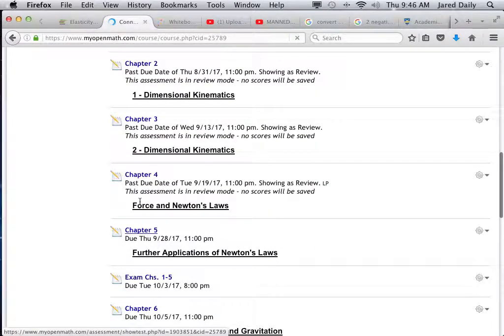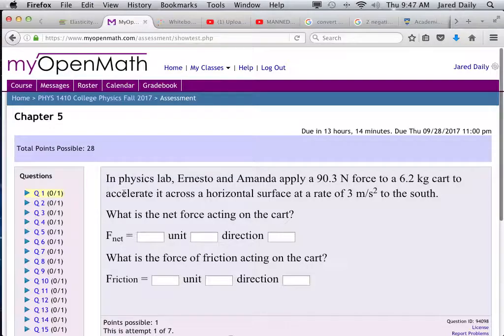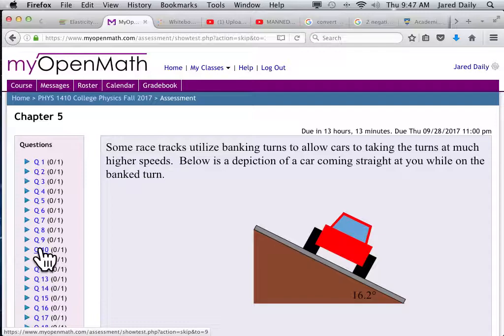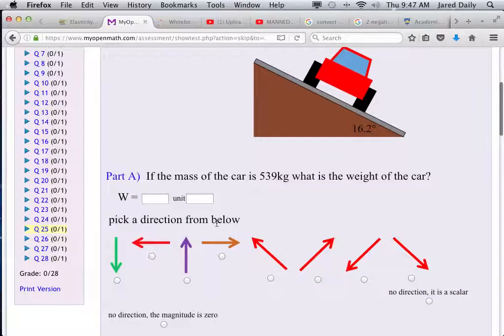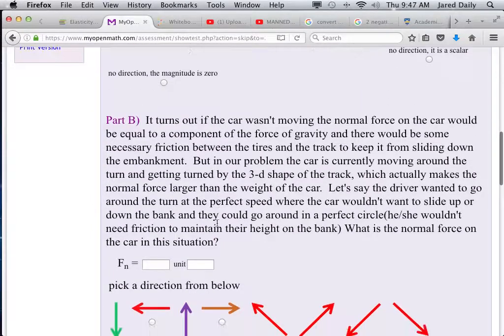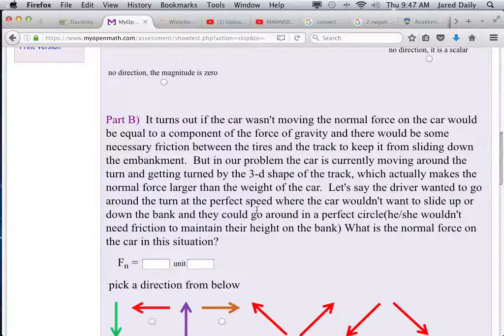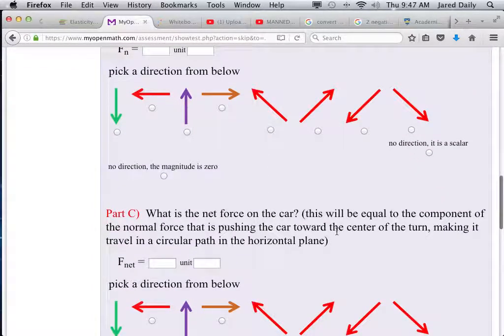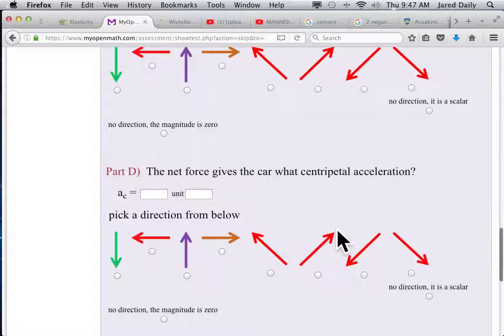Chapter 5. What's the next one we want to work on? So we're just moving down the row to 25 here. Okay, so this one is actually the same problem. The only thing that's different is that there's one added force.